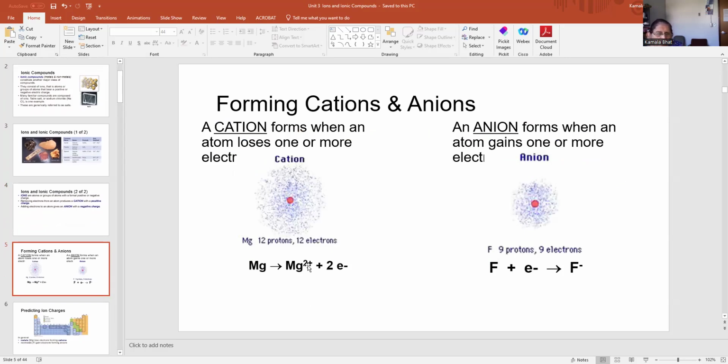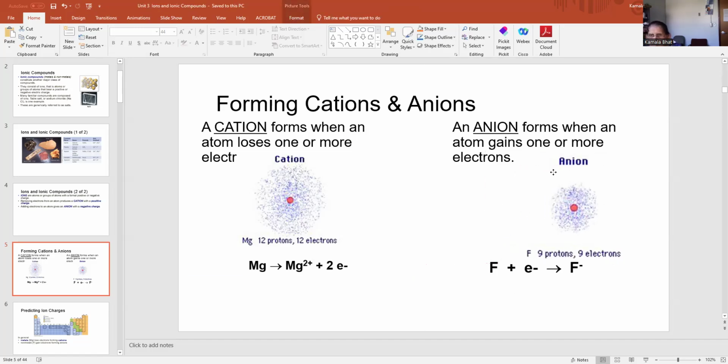And now, where do we get the +2 from? Because it lost 2 electrons. Magnesium on the left-hand side has 12 electrons and 12 protons. But when it loses 2 electrons, the number of positive charges is greater by 2, and therefore you write it as Mg2+. In the same way, when an anion forms, it gains 1 or more electrons.